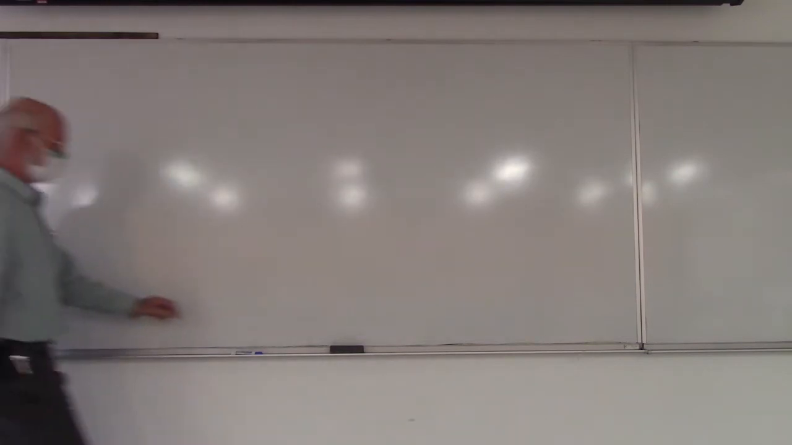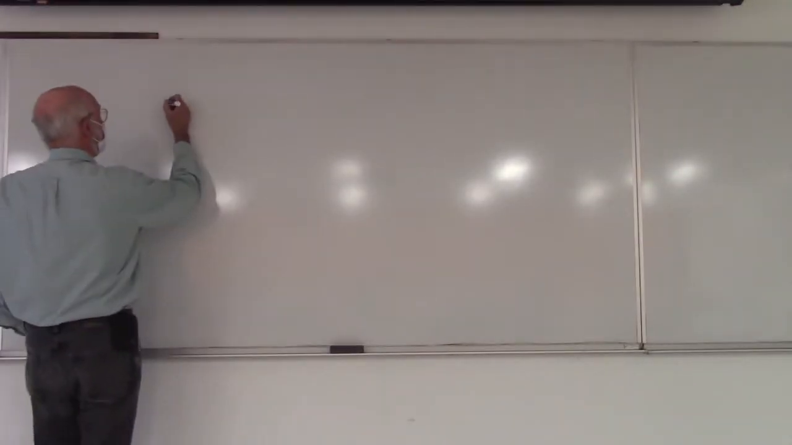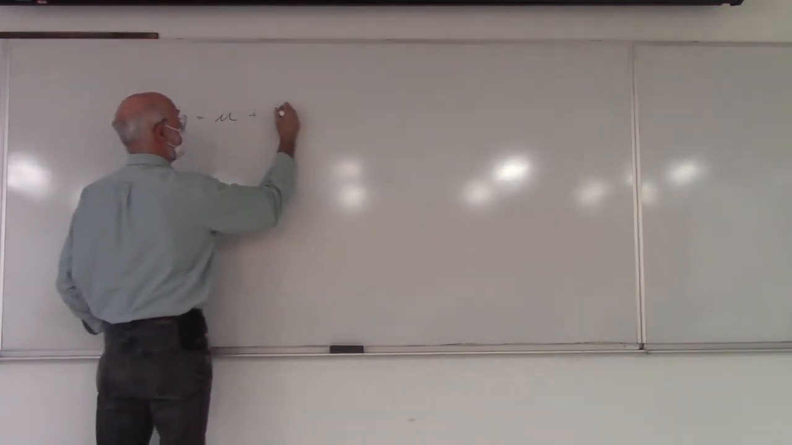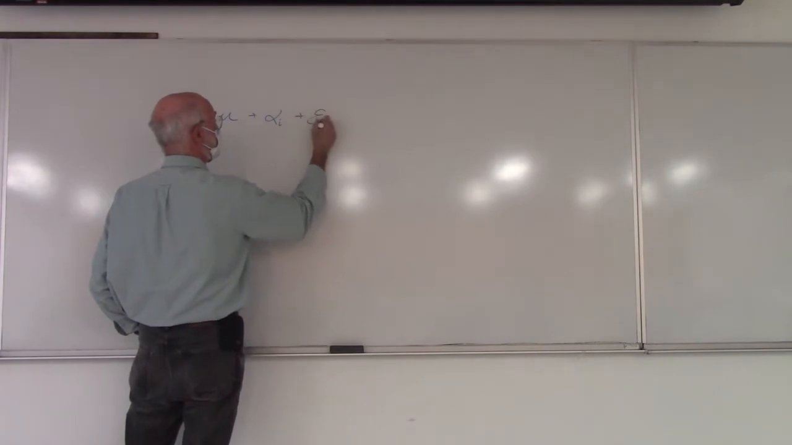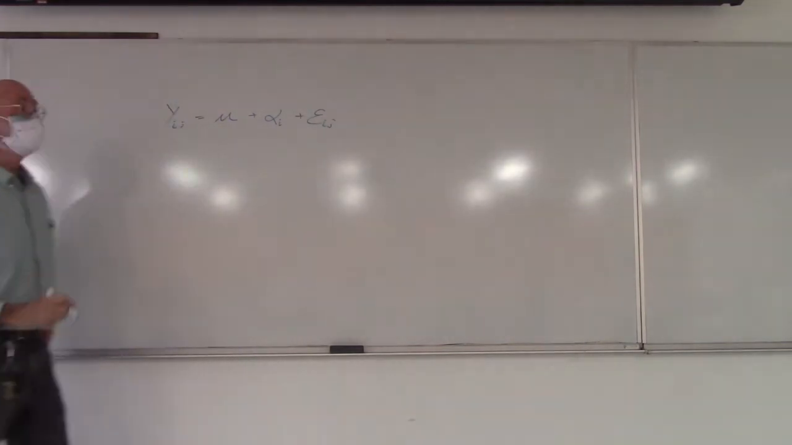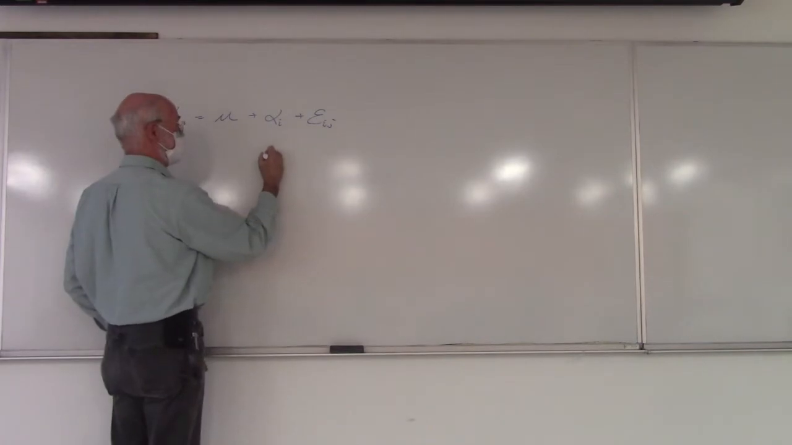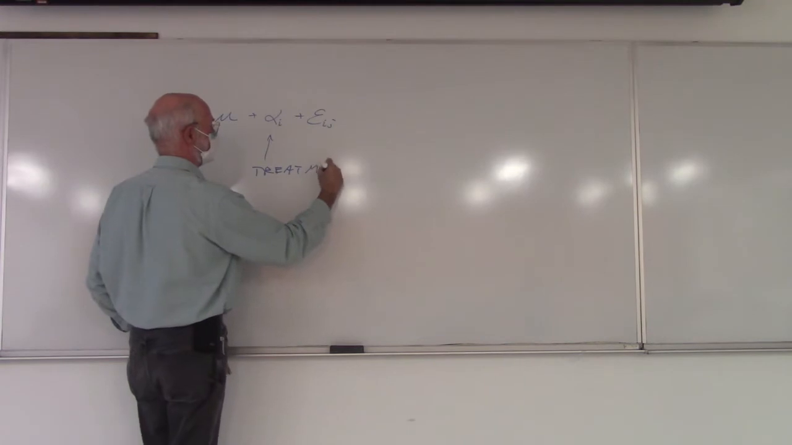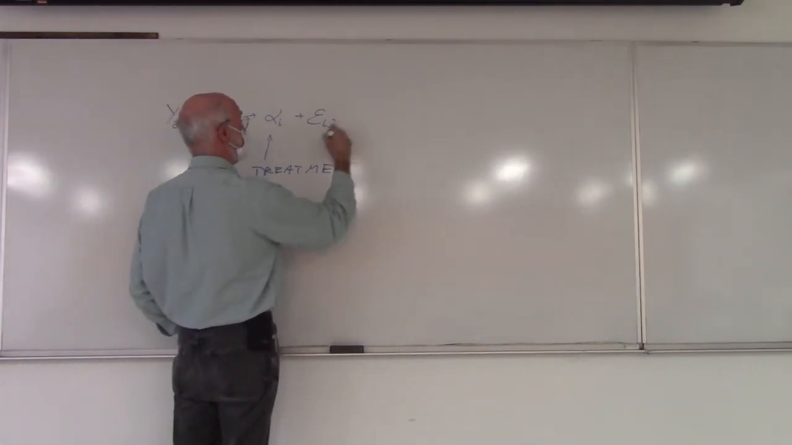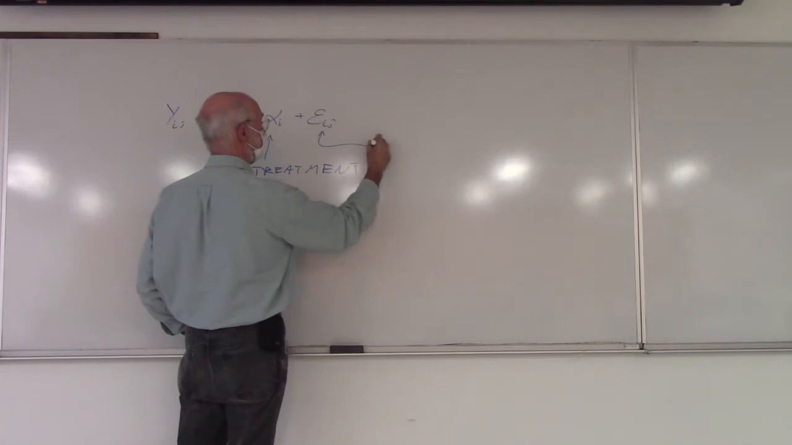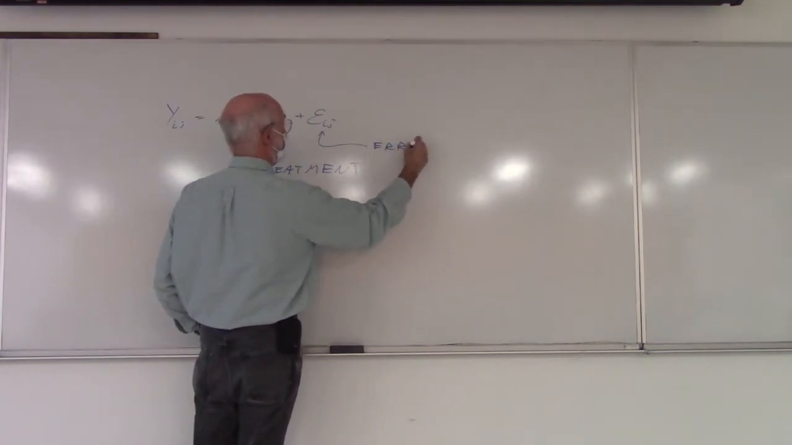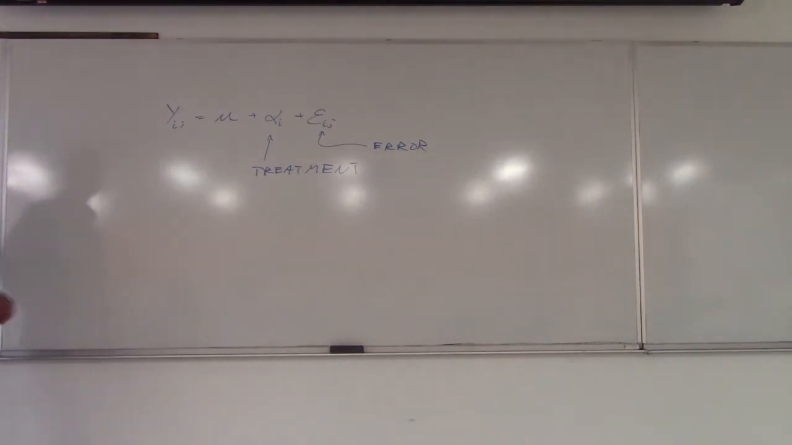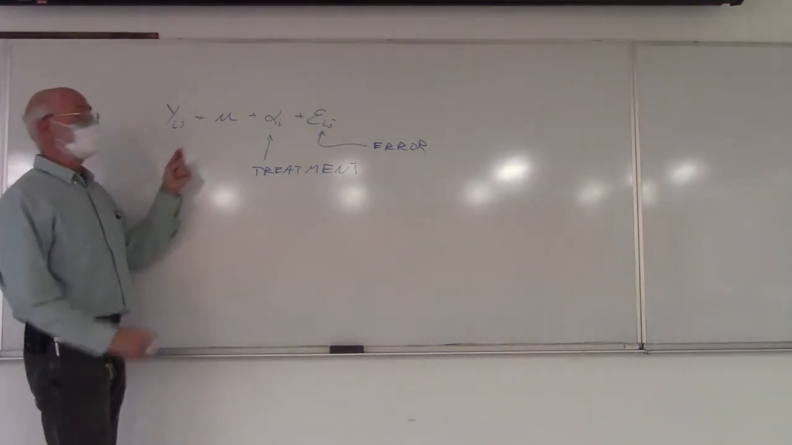Let me get organized. Let's write down what the model is. Our model was y_ij equals mu plus alpha_i plus epsilon_ij, where alpha was the treatment and epsilon was the error. So our treatments were the fertilizer combinations, right? And then we estimated all of these things.